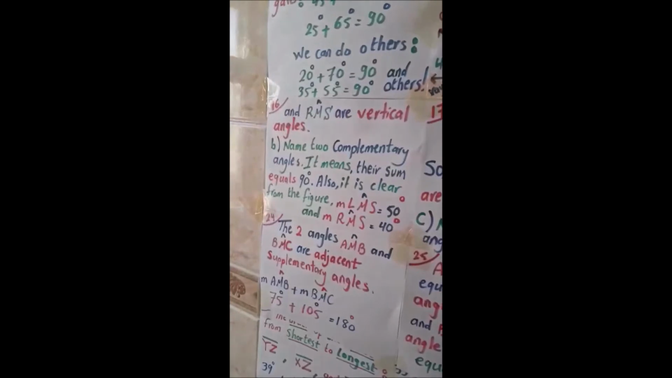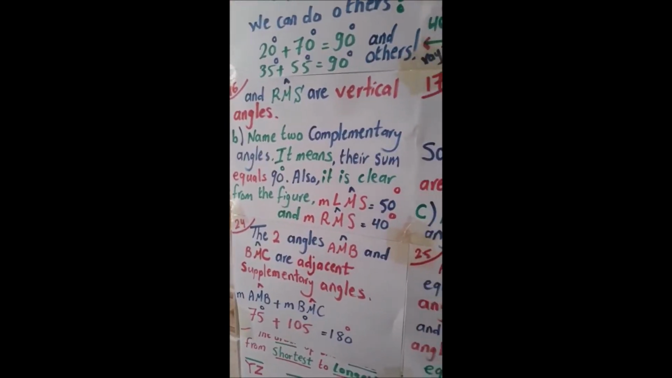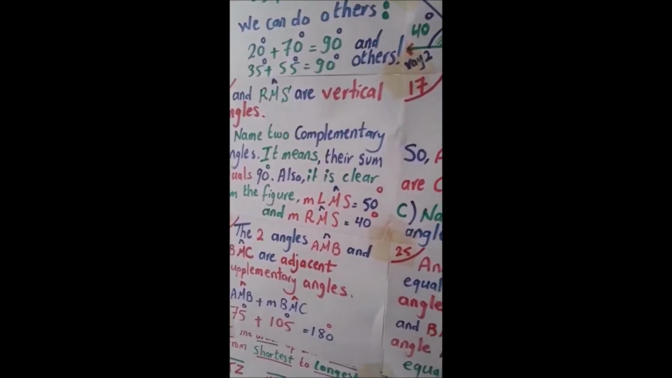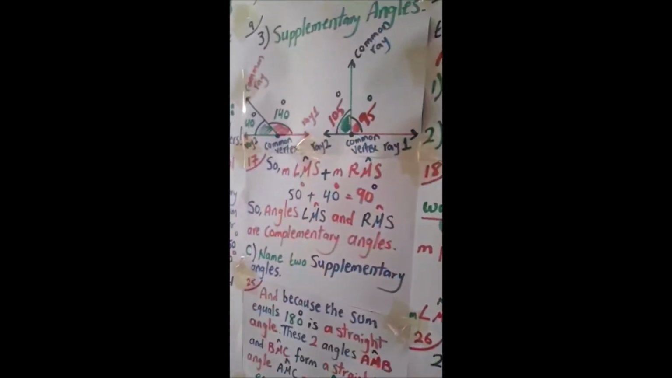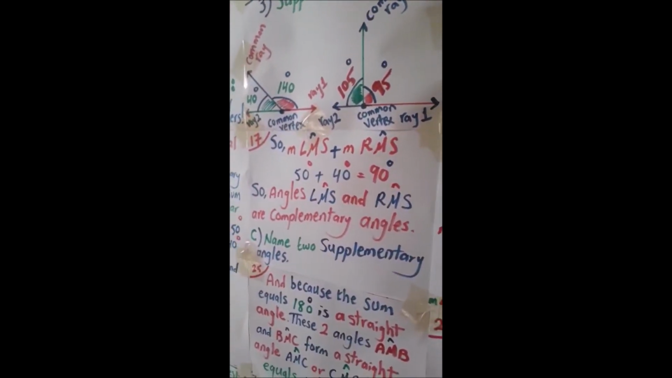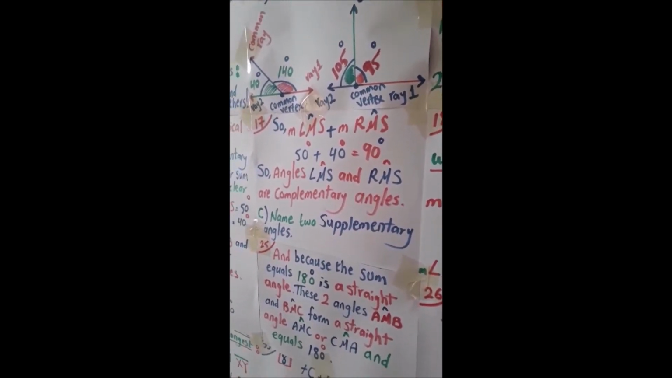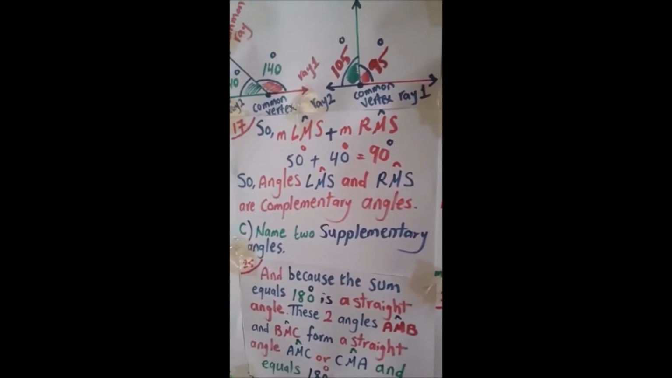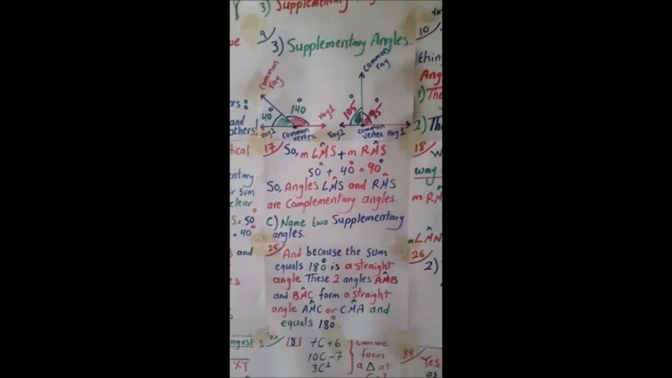It is written here, yes, guys. So it's clear from the figure that the measure of LMS is 50 and the measure of RMS equals 40. Let me continue. So the measure of LMS plus the measure of RMS, 50 plus 40, equals 90. So these two angles are complementary angles, and they are adjacent. Now the last one, C, name two supplementary angles.